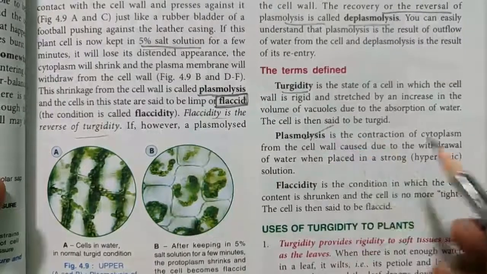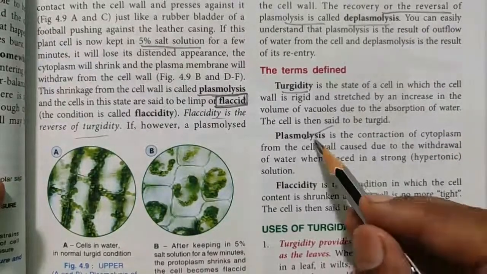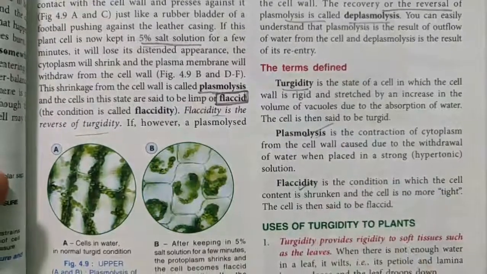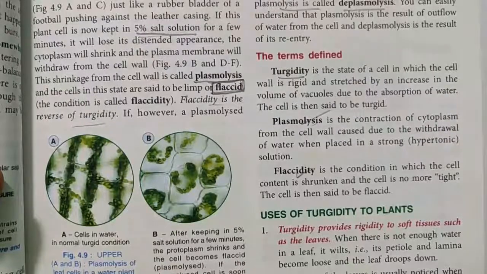Second one is plasmolysis: whenever there is a contraction of the cytoplasm from the cell, and due to which the cytoplasm comes out from the cell, and there is shrinkage of the cell, that is known as plasmolysis. And the third one is flaccidity, that means whenever the cell is shrunken, that condition is known as flaccid.